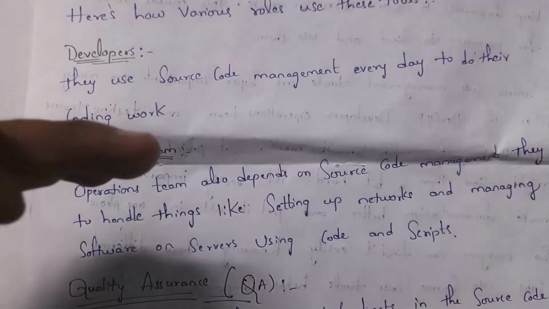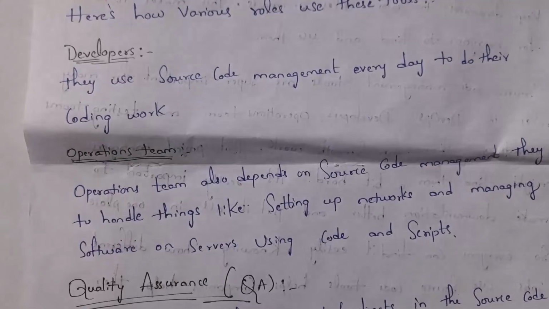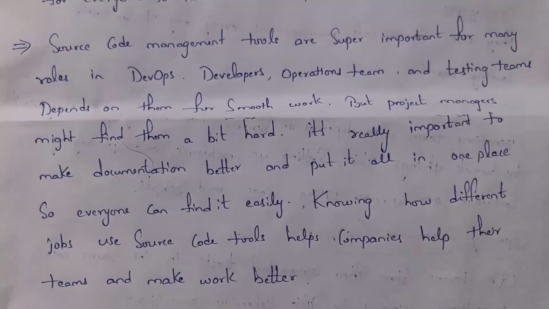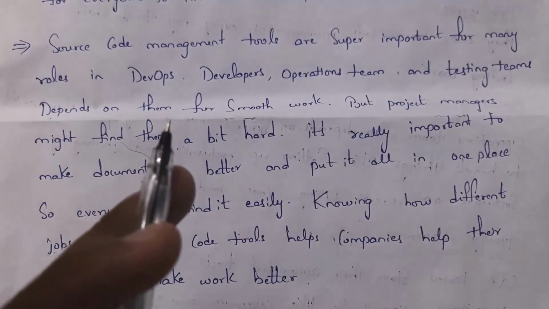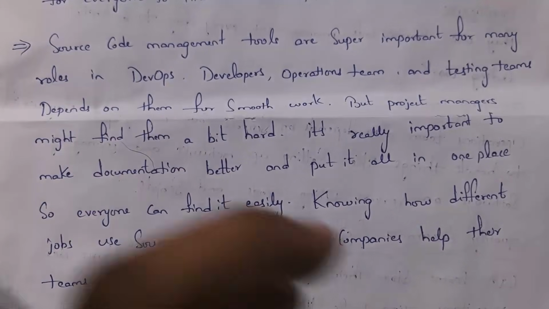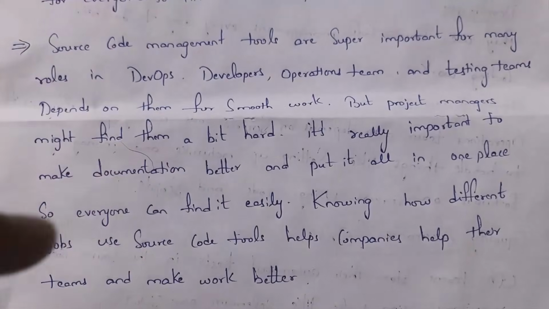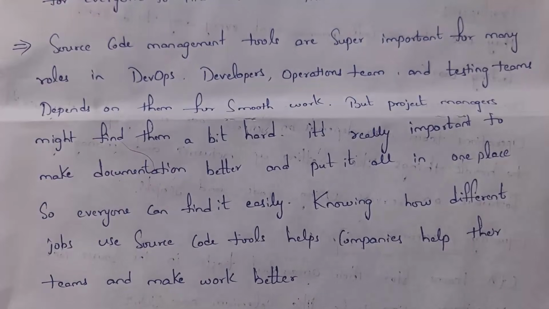So these are various roles that use source code management software like Git in order to store their code. Source code management tools are very important for many roles in DevOps. Developers, the operations team, and the testing team depend on source code management tools to smoothly complete their work. Project managers don't have much idea about these tools. Even to store documents, people depend on source code management tools like wikis. If we store all documents related to the company in one place, it is very easy to find those documents. So by using different source code management tools, companies can work better.